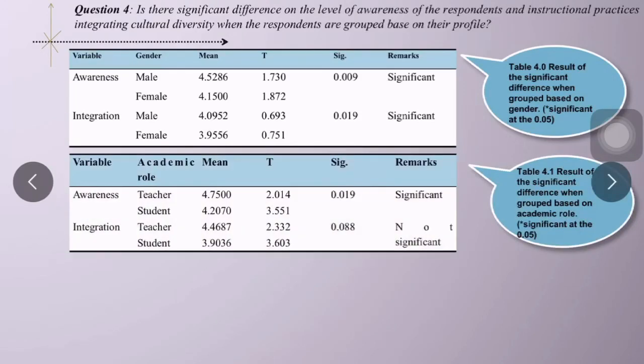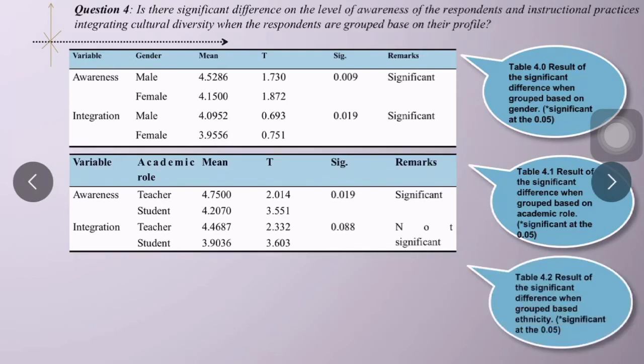Table 4.1 based on academic role. Table 4.1 shows that there is no significant difference on integration, which means that respondents seem not to be giving importance to integrating cultural diversity into their lesson.